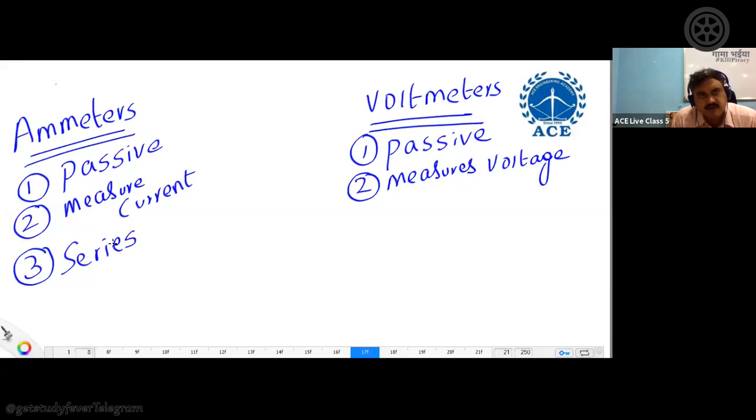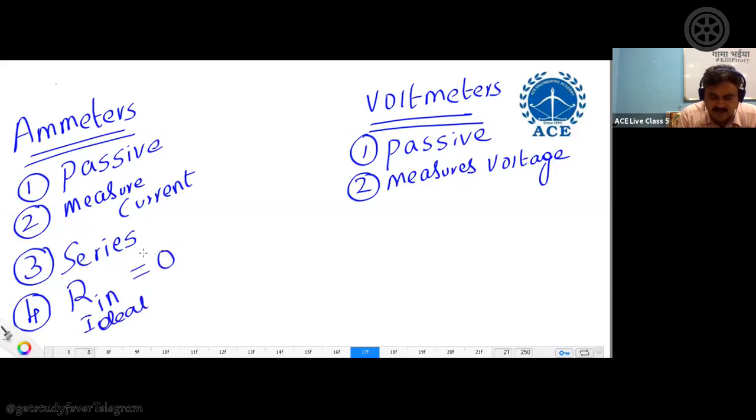So they are always connected in series. Now when they are connected in series, should the internal resistance of an ammeter be small or high? Ammeters should not take more power from the source. Devices can take because you are keeping them, but ammeters are measuring devices. They cannot draw more power from the source. That is the reason the internal resistance in the ideal case will be zero.